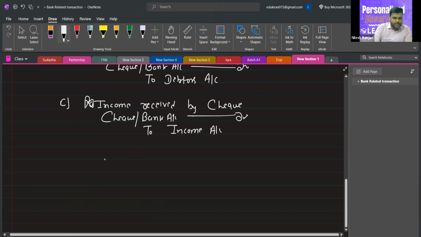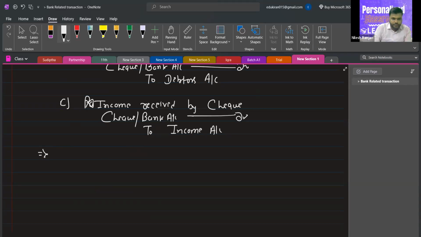The first concept is, when you receive a check from someone, you are not sure that the money will be received from that check. You know what a check is? Can you tell me? It is a note form.